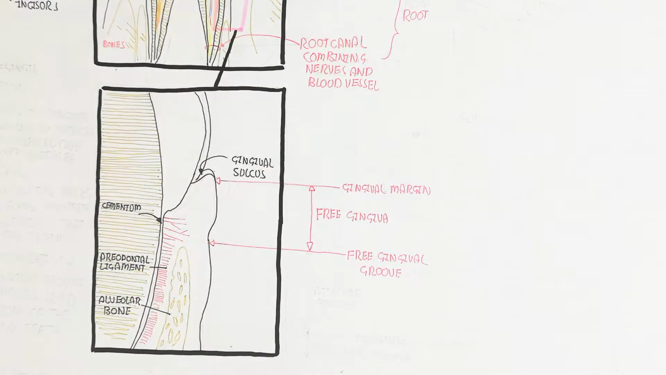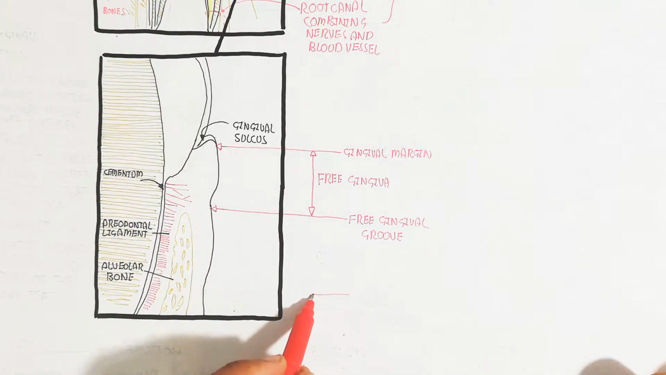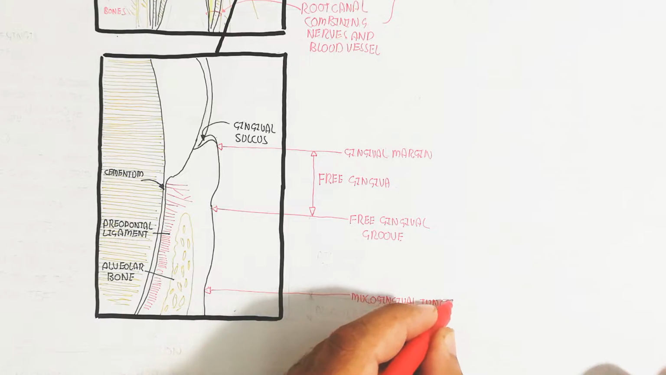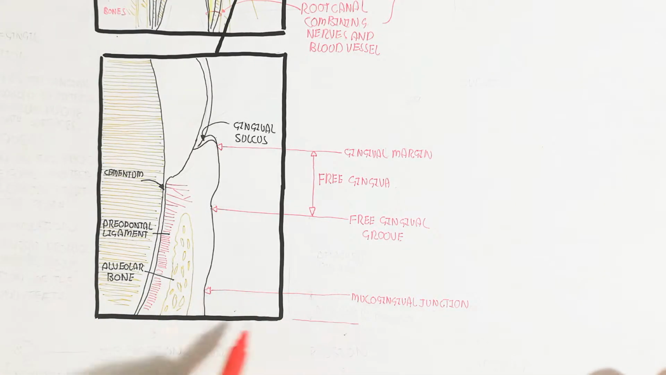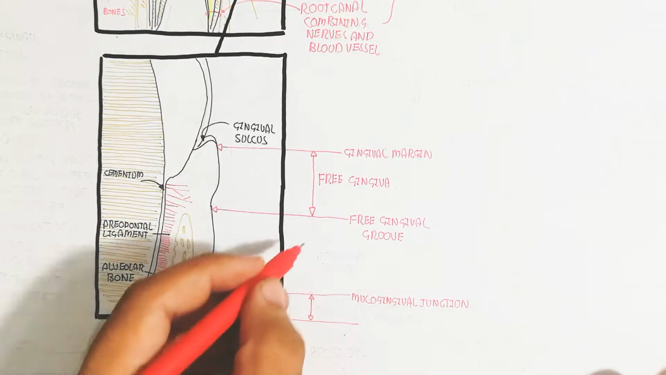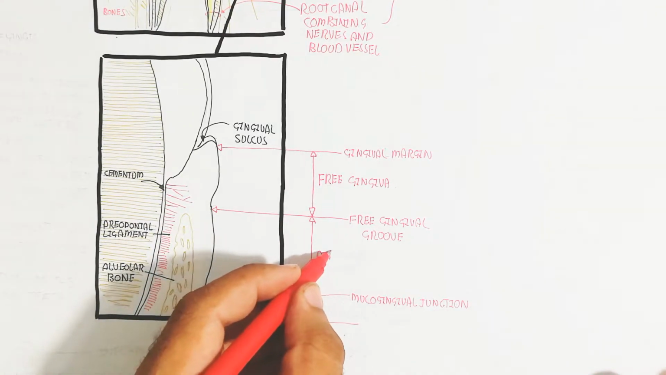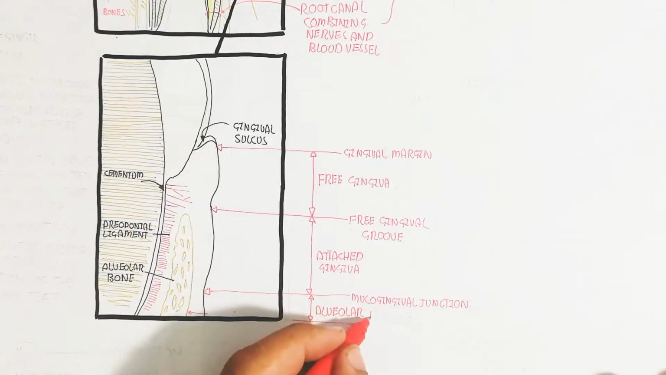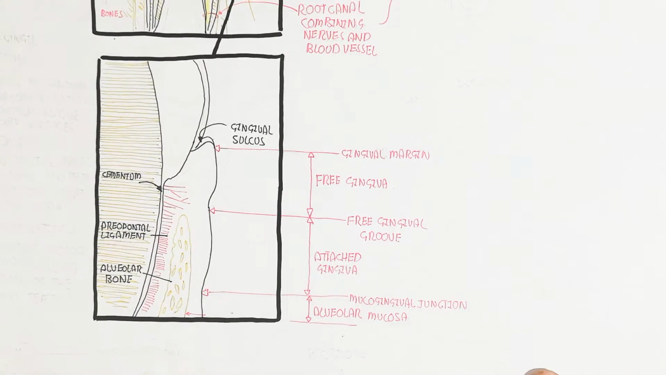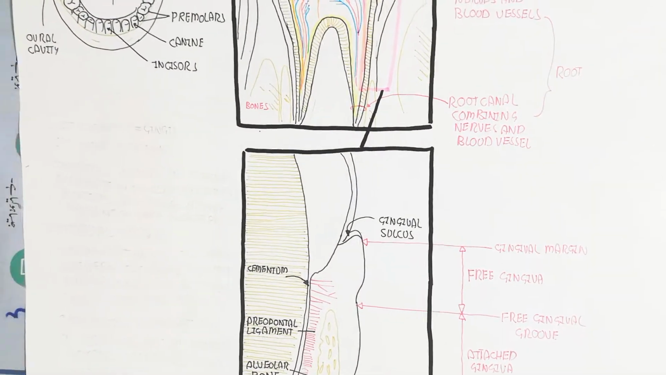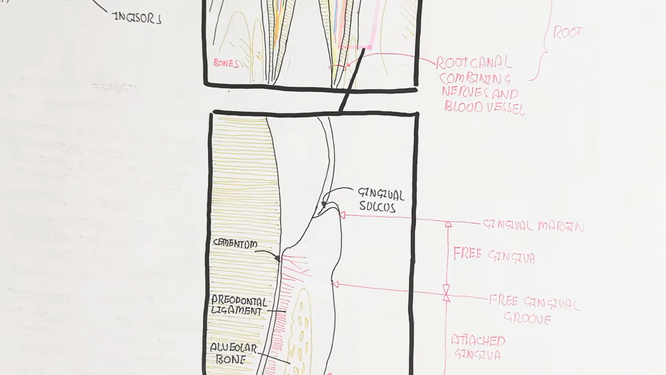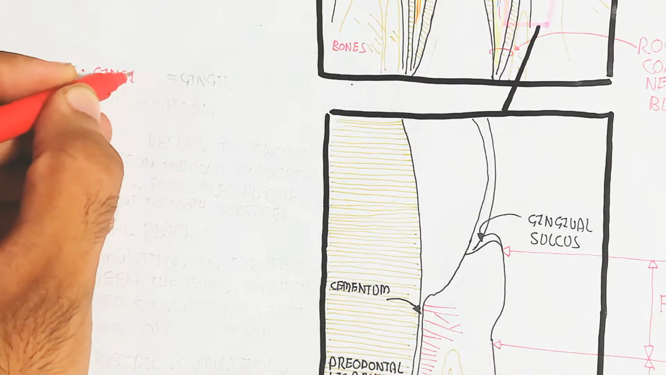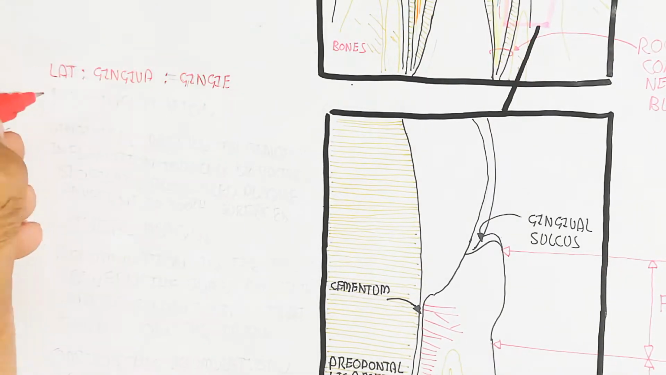Between the free gingival groove and the mucogingival junction, the attached gingiva is present. So the free gingiva and attached gingiva are separated by the free gingival groove, while here you can see the alveolar mucosa is present below.